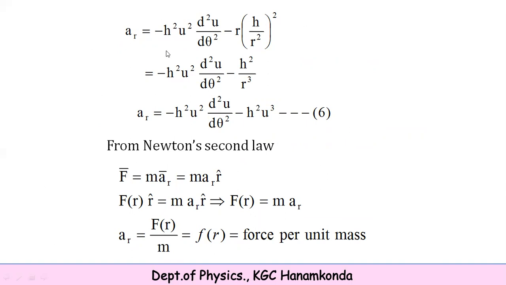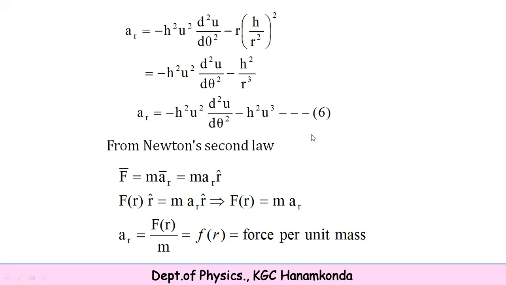So here you get minus h square u square into d square u by d theta square minus r into h square by r power 4. In the numerator you have r and in the denominator r power 4. One r will be cancelled there. Therefore what remains is minus h square by r cube. But we know that 1 by r equals u. Therefore 1 by r cube is nothing but u cube. Substituting that value here, the radial acceleration of the particle is minus h square u square into d square u by d theta square minus h square into u cube. This is the radial acceleration of the particle.